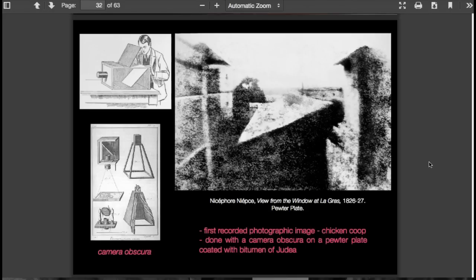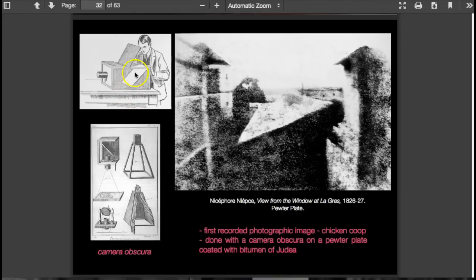It was done with a camera obscura on a pewter plate coated with a material called bitumen of Judea, which was light sensitive. This is a camera obscura here. You can see that the image comes in and bounces off the mirrors, and artists would use this if they were painting a subject that was slightly far away and wanted to see that crisp, fine detail, because this would magnify the image. Jan Vermeer was known for using a camera obscura often in his paintings.